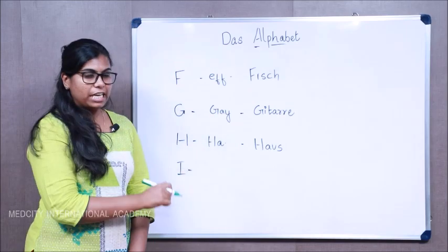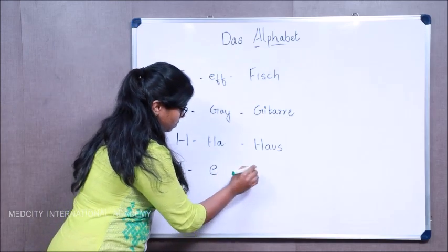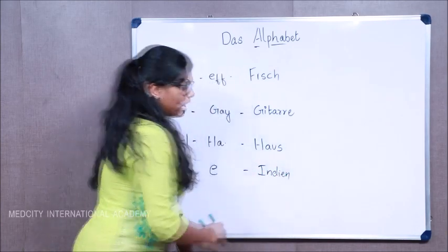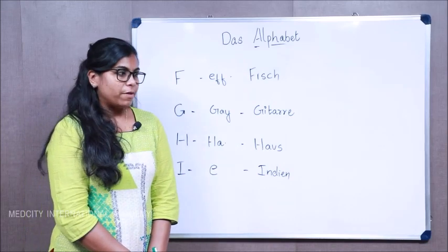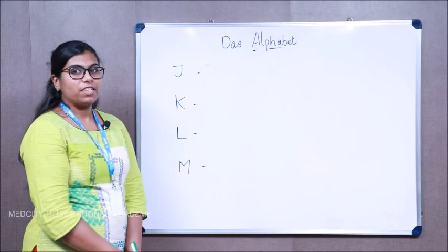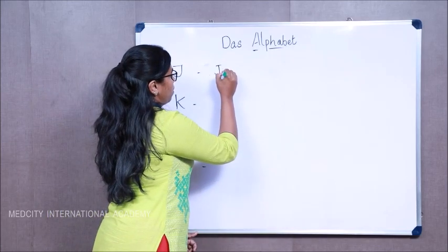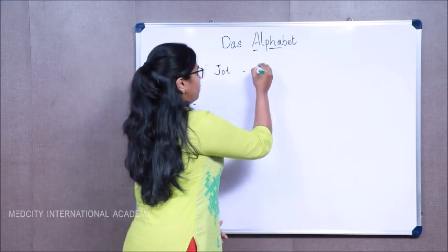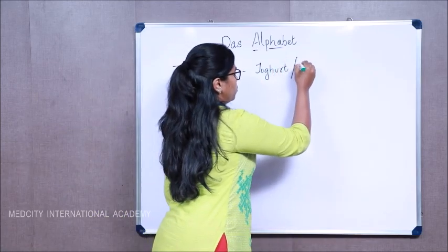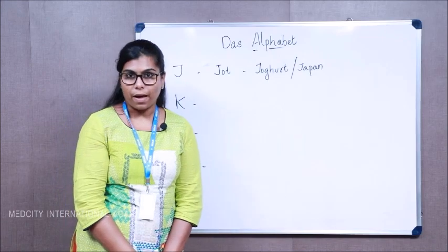Then in English it's I, and in German it is pronounced as E. For example, Indien. We can say that ich komme aus Indien, meaning I am coming from India. The next alphabet is J, and it is pronounced as J in German. For example, yogurt. We can also say, in English we say Japan and in German we say Japan.